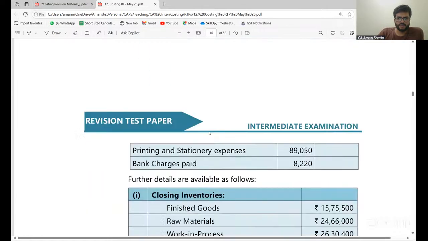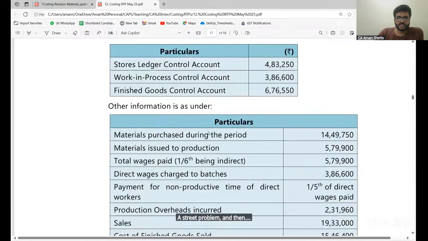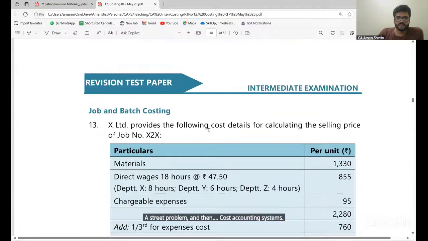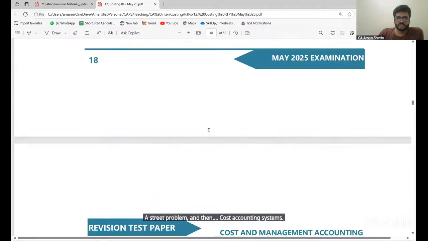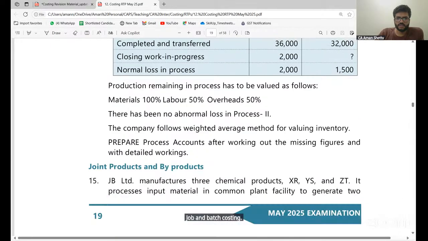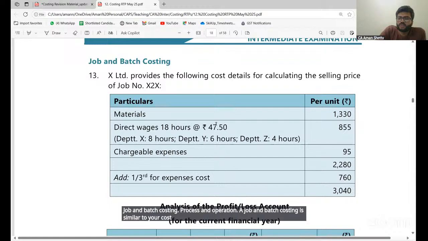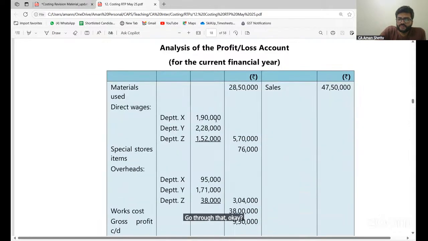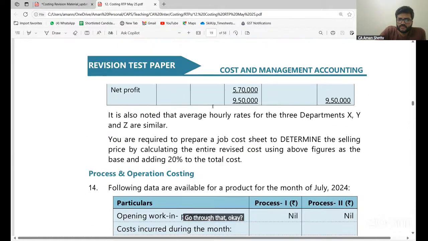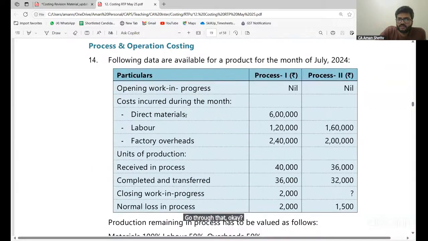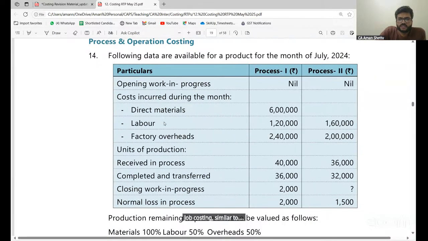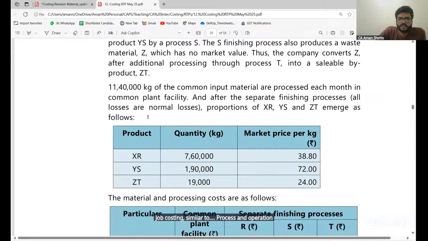Cost sheet problem, and then cost accounting systems: job and batch costing, process and operation. Job and batch costing is similar to your cost sheet. Go through that. Job costing, similar to that, process and operation costing, joint products and by-products.